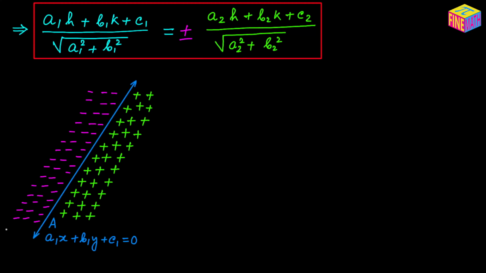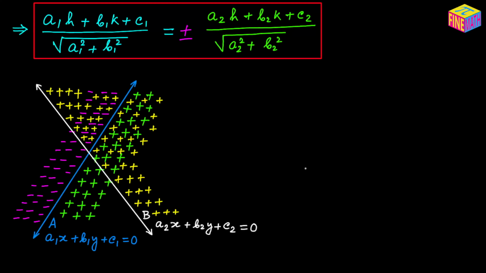Now let's draw another intersecting straight line. Here I have the second straight line in white color. I have named it as straight line B. And let's suppose its equation is a sub 2 times x plus b sub 2 times y plus c sub 2 equal to 0. For this straight line also, let's assume that it's dividing the plane in two distinct regions such that the right hand side of the plane is the positive region for it, and I'm going to denote that with a bunch of yellow plus signs. And let's assume its left hand side is the negative region. I'm going to denote that with a bunch of red minus signs.